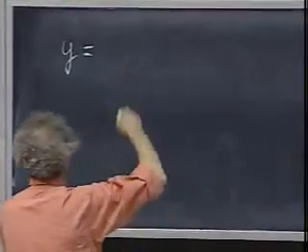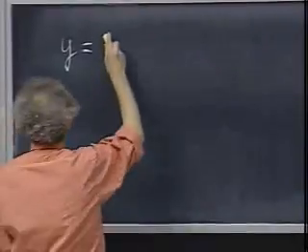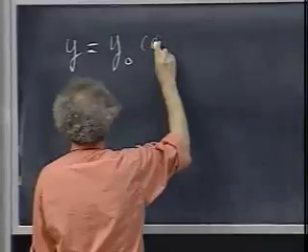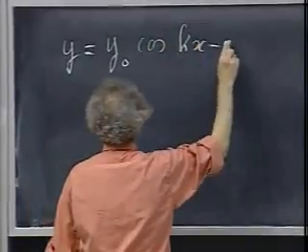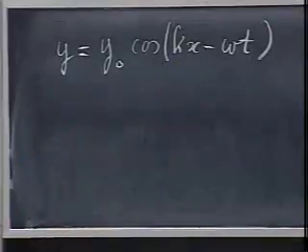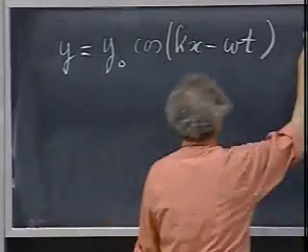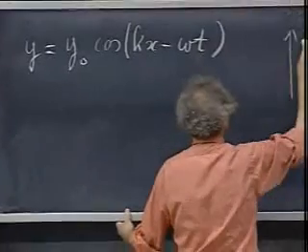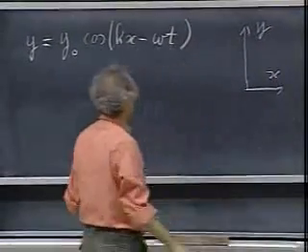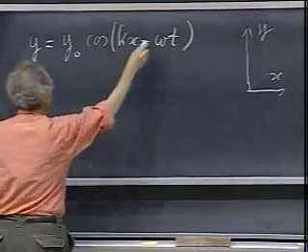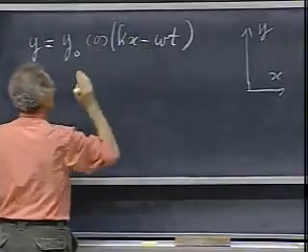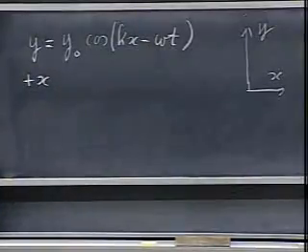I have a string that oscillates in the y direction, and let's say it propagates in the x direction: y0 cosine (kx minus omega t). When I see this traveling wave, which is in the y direction and propagates in the x direction, I see immediately that it goes in the plus x direction, because I have a minus sign here that tells me plus x direction.